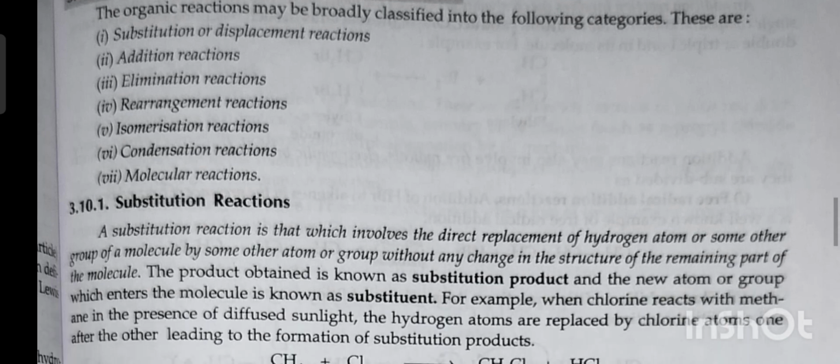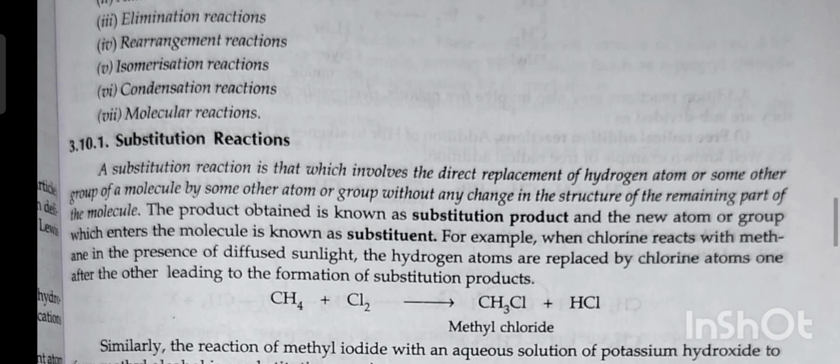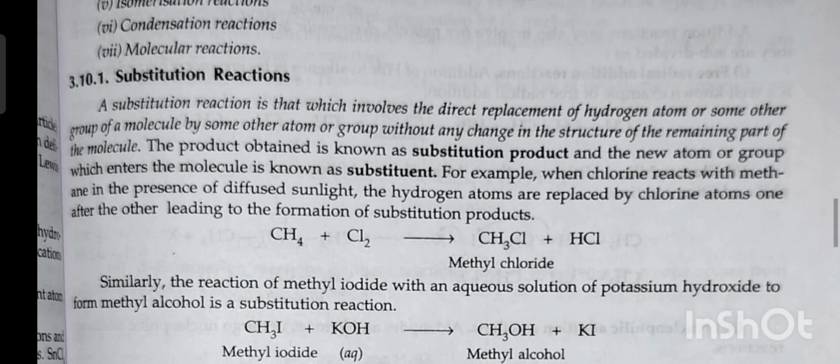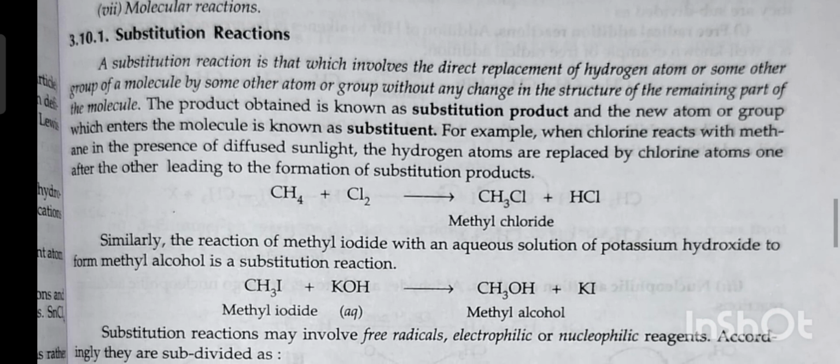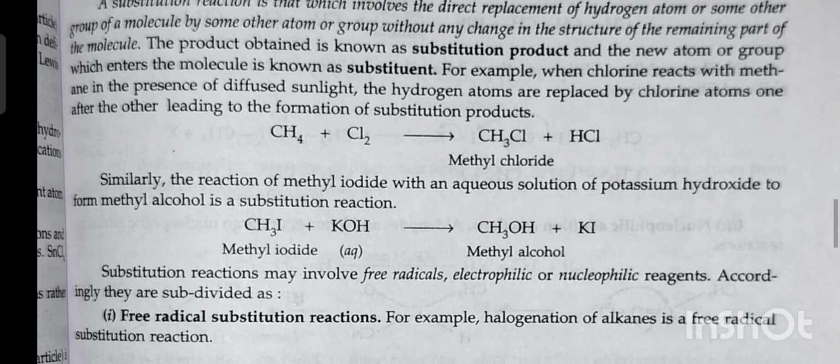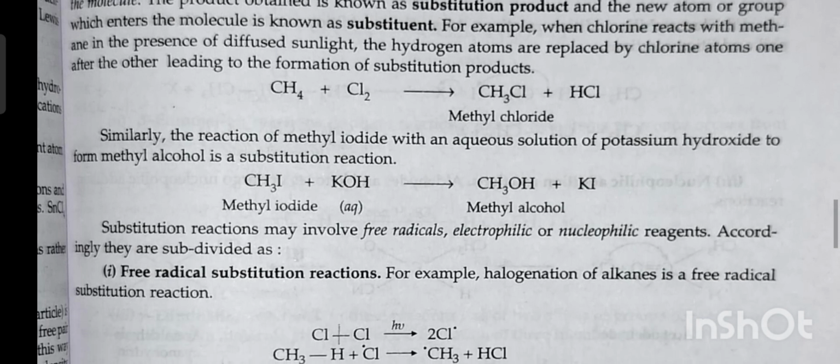First, substitution reaction. A substitution reaction is one which involves the direct replacement of a hydrogen atom or some other group of a molecule by some other atom or group without any change in the structure of the remaining part of the molecule. The product obtained is called the substitution product, and the new atom or group which enters the molecule is called the substituent. For example, when chlorine reacts with methane in the presence of diffused sunlight, the hydrogen atoms are replaced by chlorine atoms, one after the other, leading to the formation of substitution products.